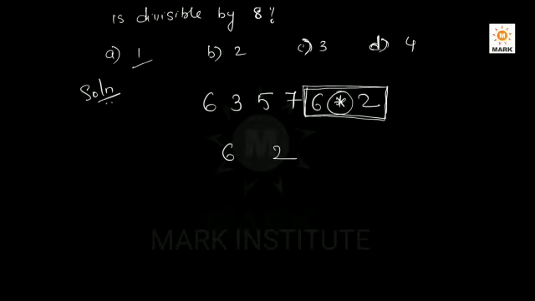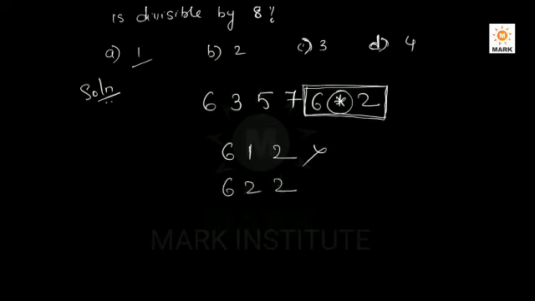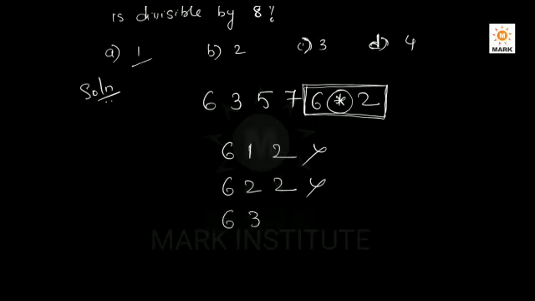Suppose if I put 1 here, that becomes 612. Is 612 divisible by 8? No, 612 is not divisible by 8. So if I make it 622, is 622 divisible by 8? No, 622 is also not divisible by 8. If I put 3 here, that becomes 632.